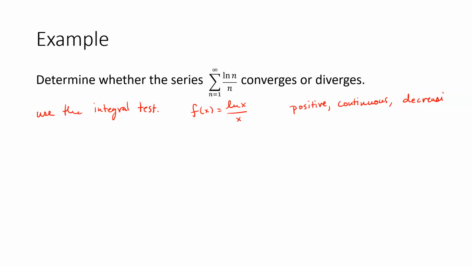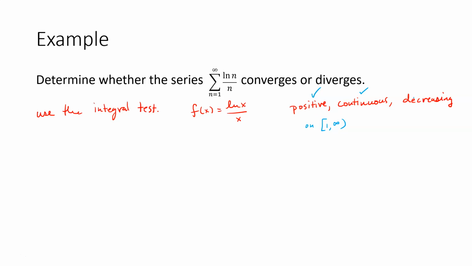Now the positive part here actually requires x to be greater than 1, because ln of x will be negative when x is less than 1. So here it is positive, but only on the interval from 1 to infinity. Is it continuous on the interval from 1 to infinity? Yeah, well, there's only one point where it would be discontinuous, and that's at x equals 0. As long as the interval doesn't contain x equals 0, and 1 to infinity doesn't, it is continuous.